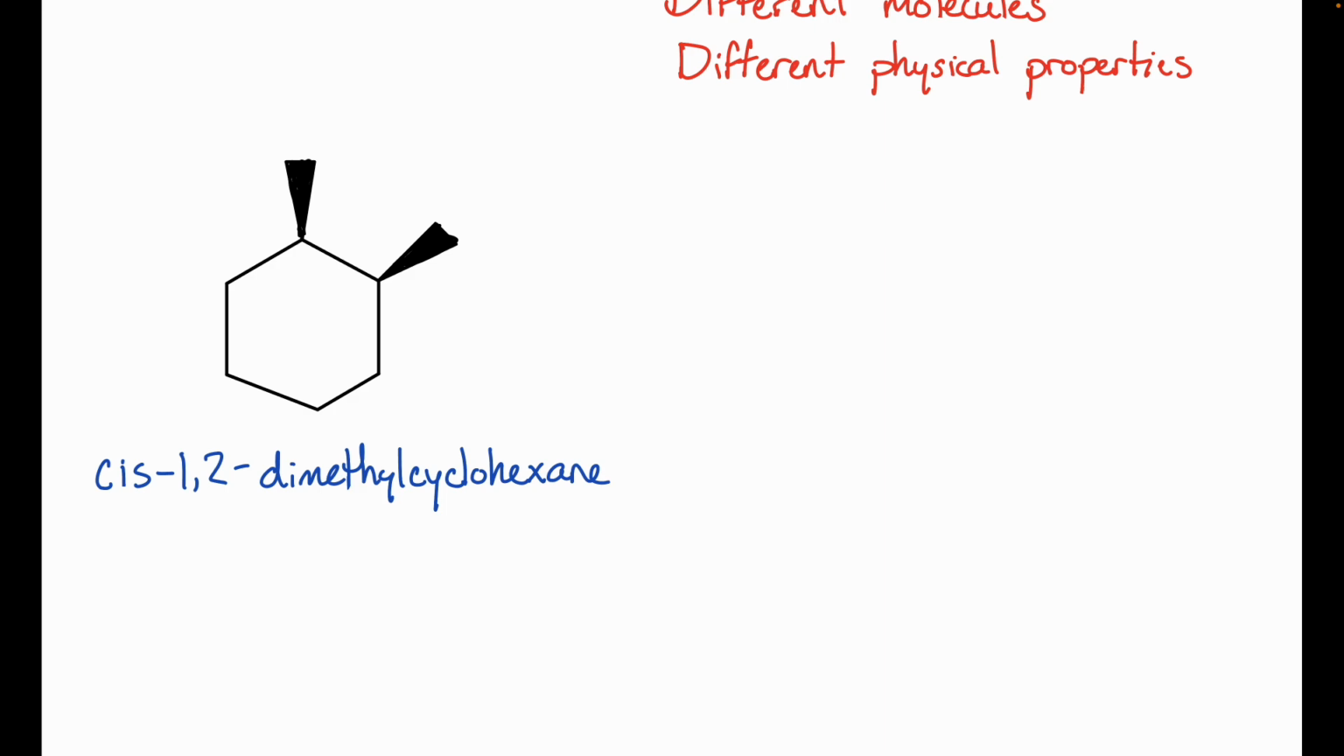Okay. Just to be clear, if these were both wedges, this would also be the cis conformation. That's the same molecule, right? Pointed in the same direction, they're going to be the cis isomer. Pointed in different directions is the trans isomer.